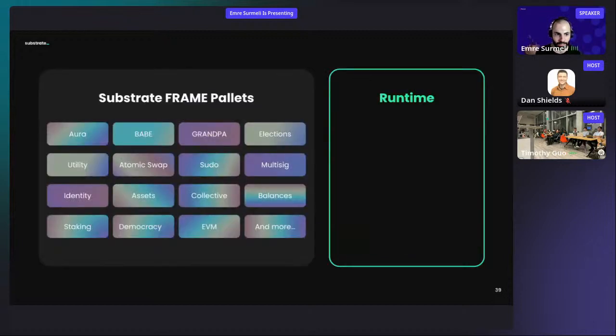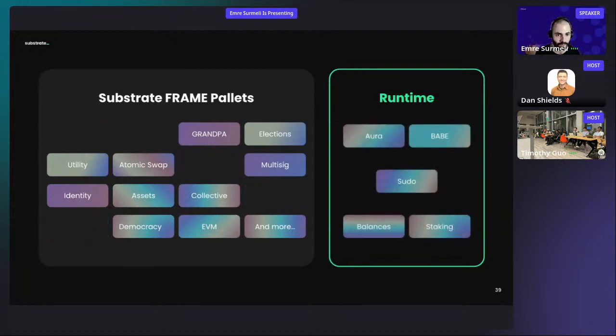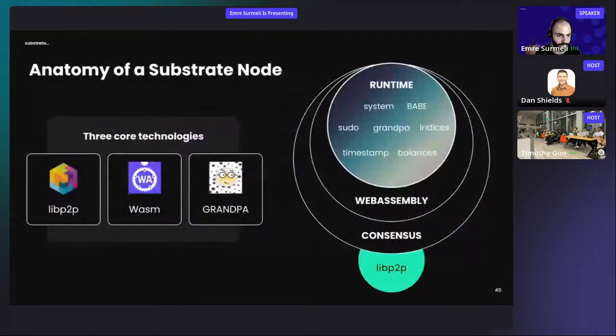Essentially we're going to take a look at how FRAME pallets can be chosen and included in your runtime, and the anatomy. This is something really important to understand. libp2p is the networking layer of, I think, every single blockchain that exists. WASM is that WebAssembly blob that enables forkless runtime upgrades. And GRANDPA is the consensus mechanism.